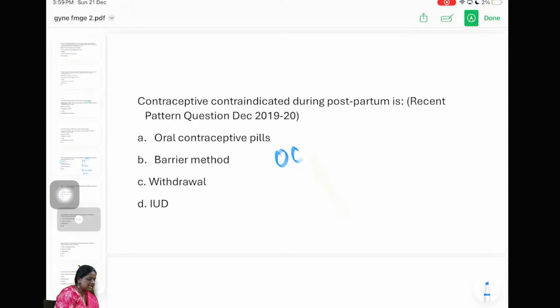Because OCP is very favorable for creating thrombosis. Already the antenatal and postnatal period is a highly procoagulable state. So thromboembolism is very common. So never give OCP during that time.